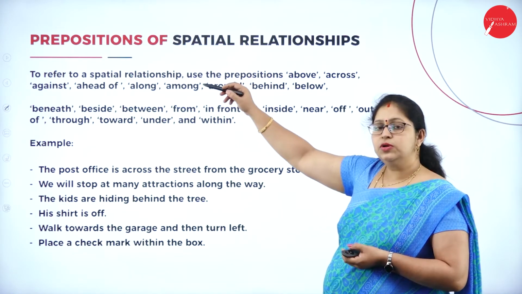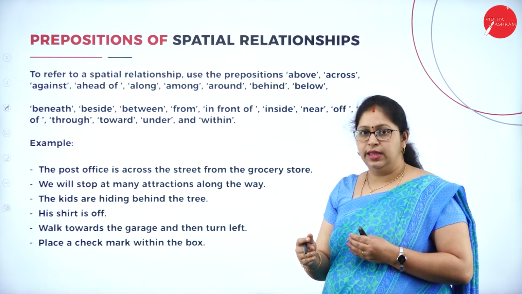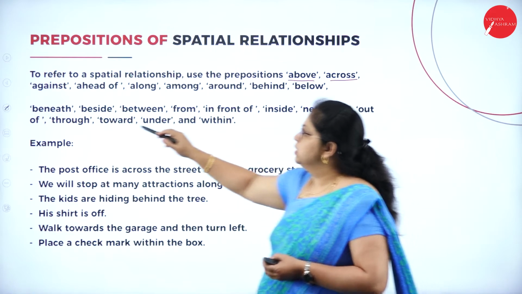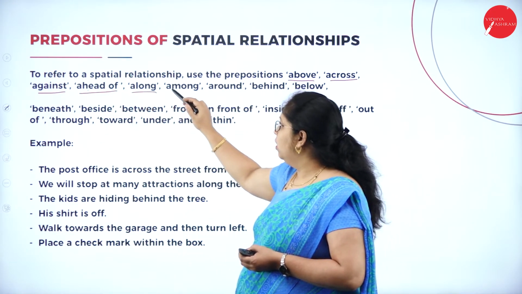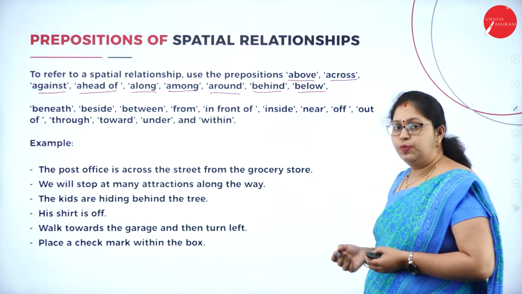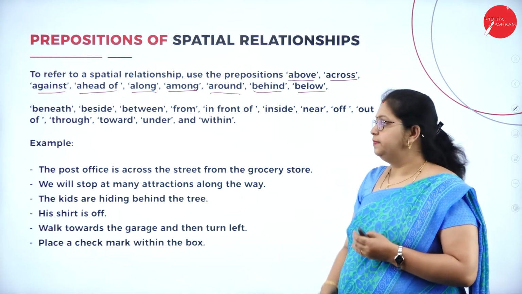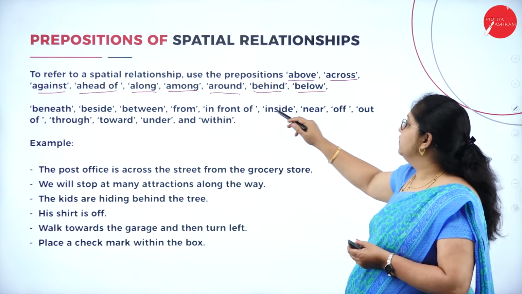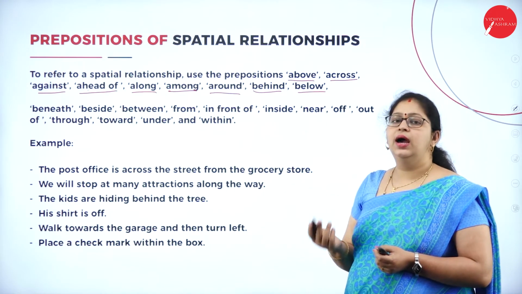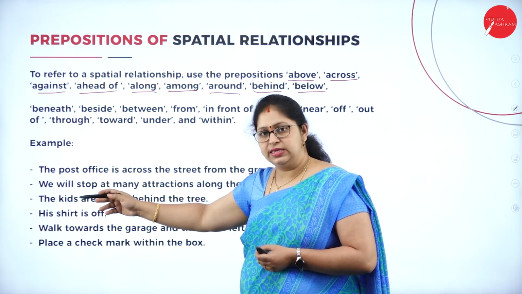Okay. Next, prepositions of spatial relationships. Spatial relationships means the space between them. To refer to a spatial relationship, use the prepositions above, across, against, ahead of, along, among, around, behind and below. These are some of the prepositions used to tell spatial relationships. Beneath, beside, between, from, in front of, inside, near, of, out of, through, toward, under and within are a few more examples. Now, let us see some example sentences.